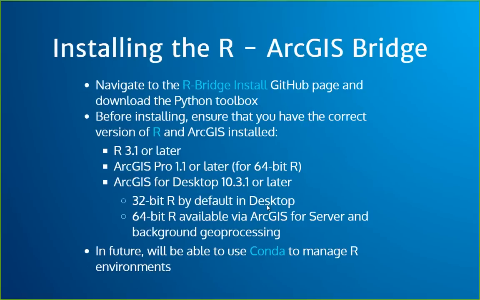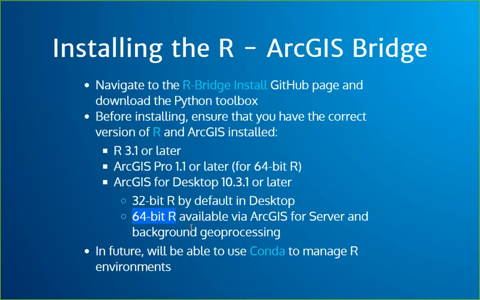To install the R-ArcGIS Bridge, you navigate to this GitHub repo that I've linked to here and download the Python toolbox. Before installing it, ensure that you have the correct version of R and ArcGIS installed. This would be R 3.1 or later, and either ArcGIS Pro 1.1 or ArcGIS for Desktop 10.3.1. If you're using ArcGIS Pro, that will be for 64-bit R. If you're using ArcGIS Desktop, it will generally use 32-bit R, but you can also use 64-bit R with ArcGIS for server and background geoprocessing. In the future, we'll be able to use the Conda package management system to manage our R environments.